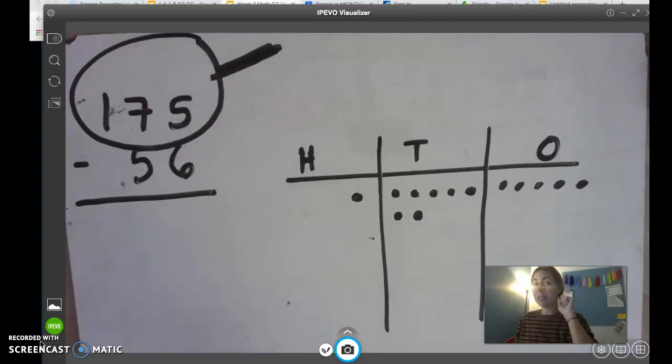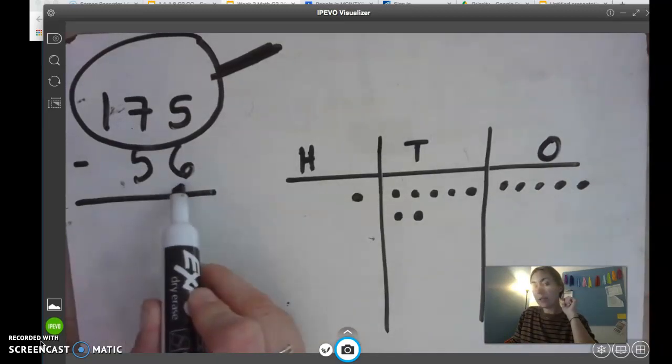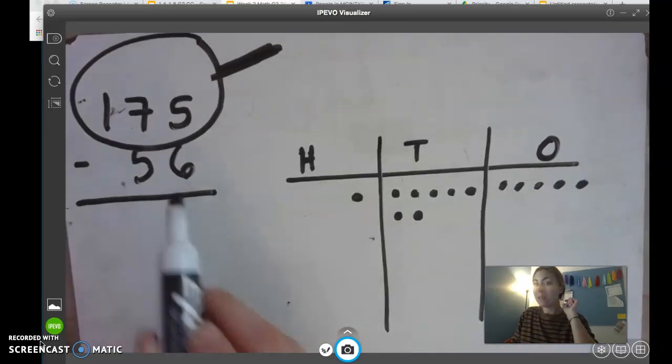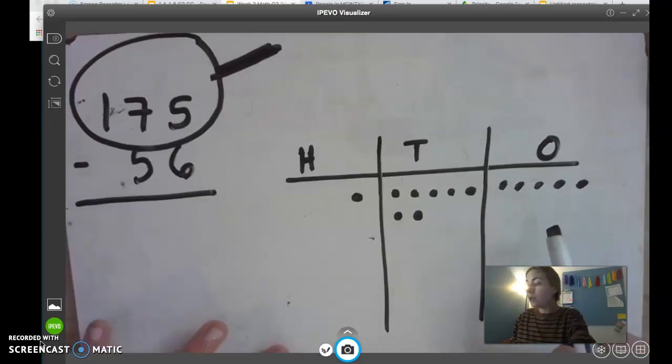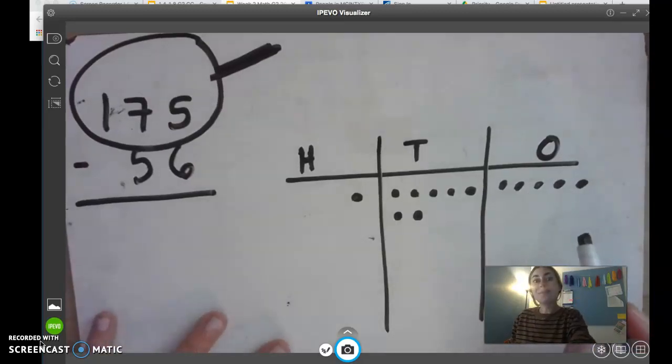My first step is to see if I have enough ones. I need to take away 56, which is 6 ones. Think in your brain, do I have enough ones here to take away 6 ones? No, I don't. So what do you have to do? That's right, I have to unbundle.